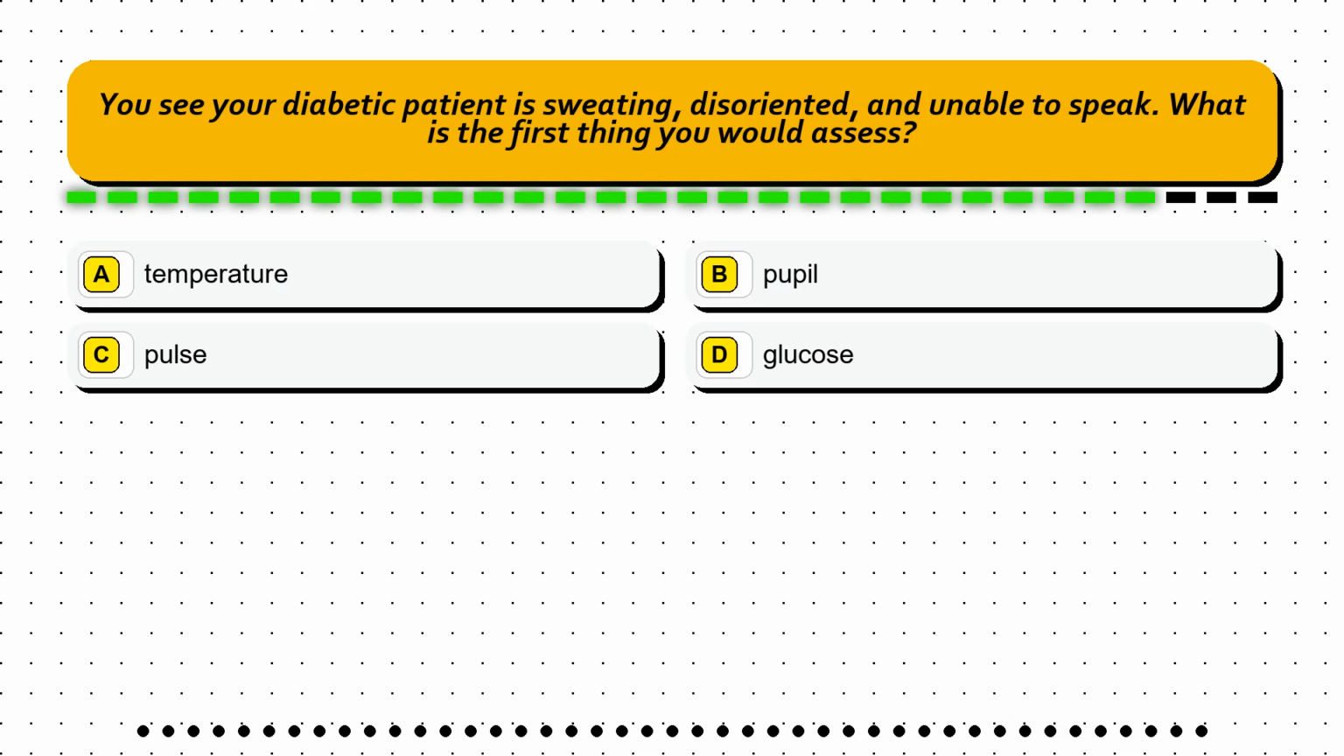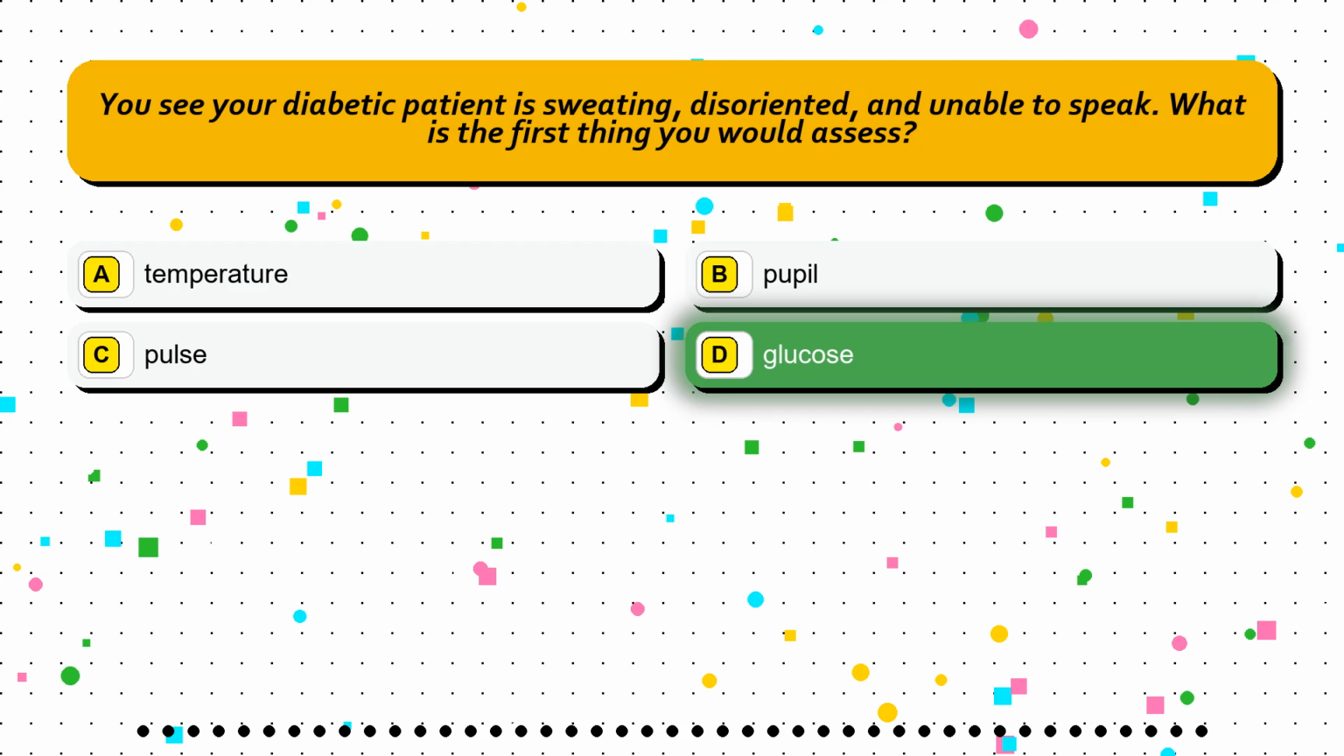Question 32. You see your diabetic patient is sweating, disoriented, and unable to speak. What is the first thing you would assess? Option A, temperature. Option B, pupil. Option C, pulse. Option D, glucose.